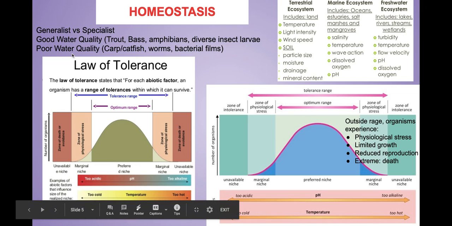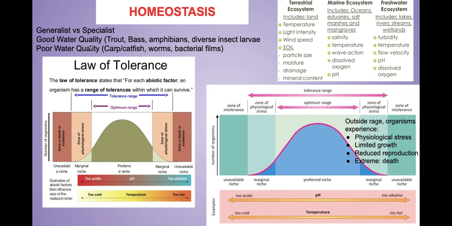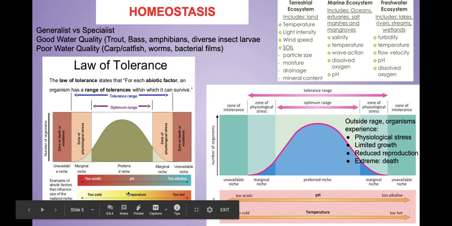Now, one way to measure these abiotic factors is, for example, water quality. If we have good water quality in an ecosystem, we're going to find organisms that are more specialist, like trout, bass, and amphibians, or just more diversity in general. But a poor water quality test, which by the way you're going to do in one of your labs at the very end, would show the presence of carp, catfish, worms, or bacterial films, generally species that can stand changes in the abiotic factors we have discussed.